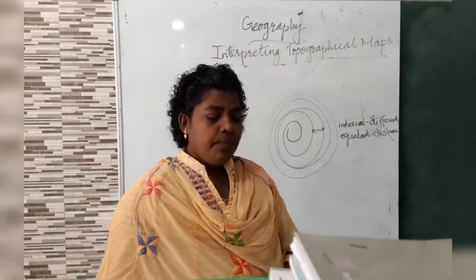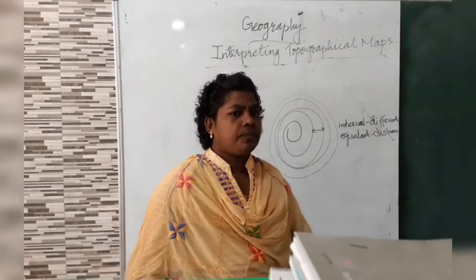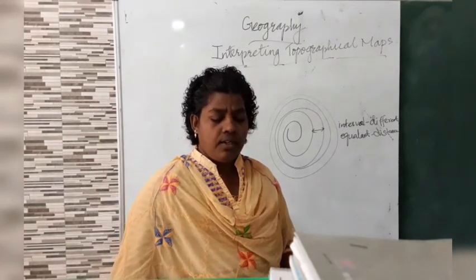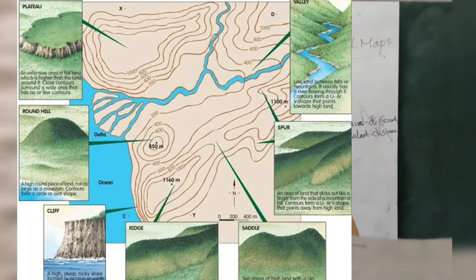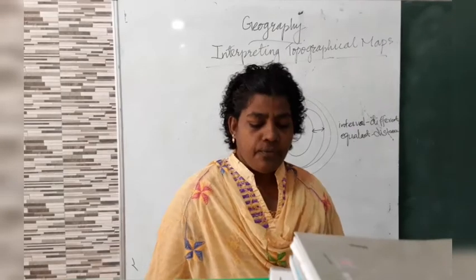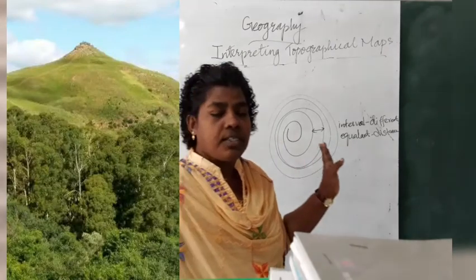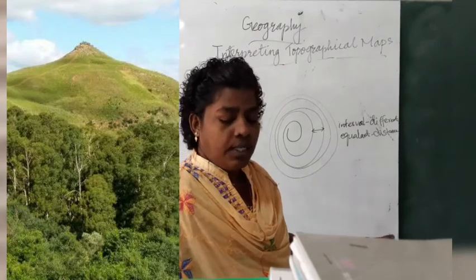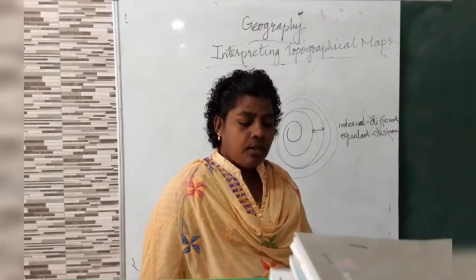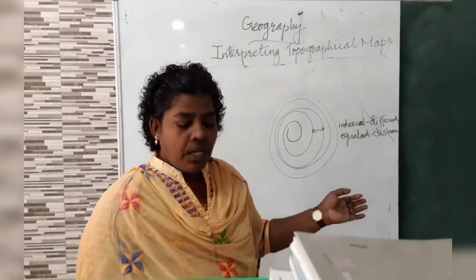Then you can come to know about the identification of steep slope and gentle slope. We have learned plateau, conical hill, ridge, and what else? We have also learned about saddle, cliff, waterfall, then col, gap, passes and all. In the previous class you learned about what is gentle slope and steep slope, and how it is identified in the topographical map.